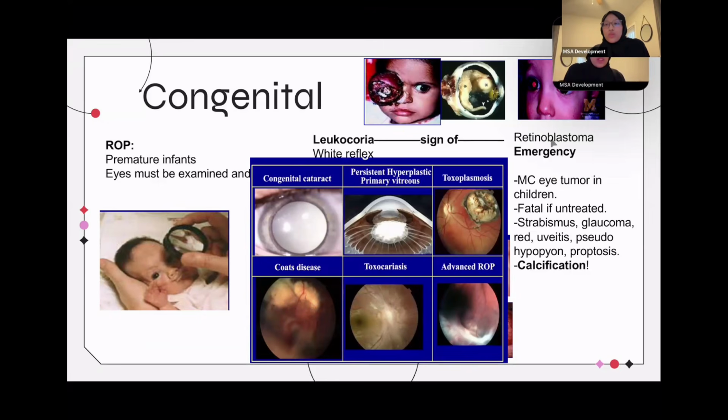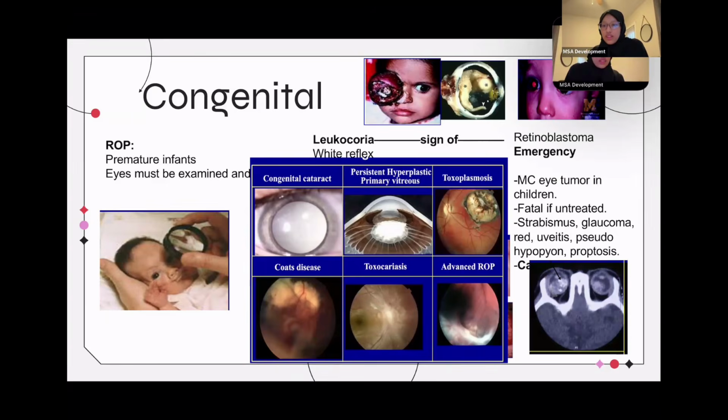What do you see in retinoblastoma? After you first examine, the ophthalmologist has to do the red reflex. If they see a white reflex, they have to do a lot of fundoscopic exams. And then when they do an MRI, they will see calcification here. That is a sign of retinoblastoma.